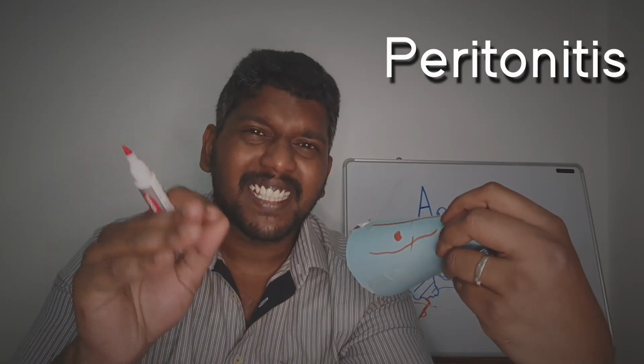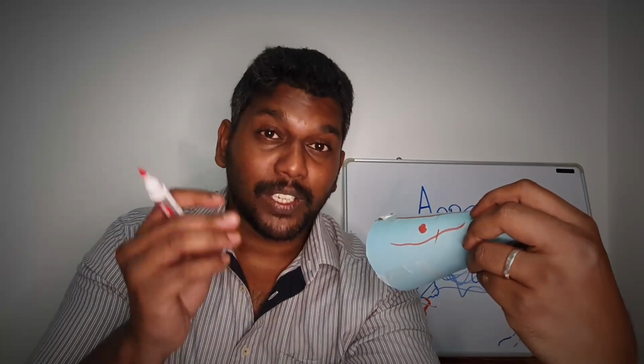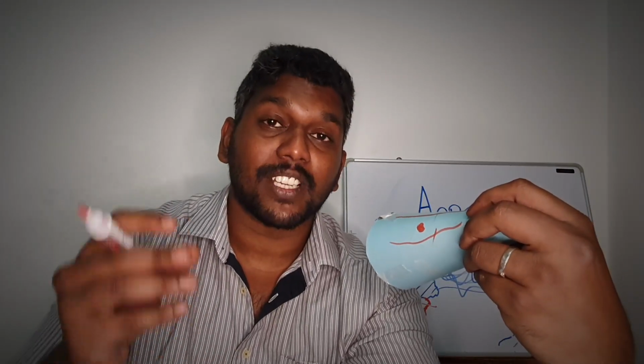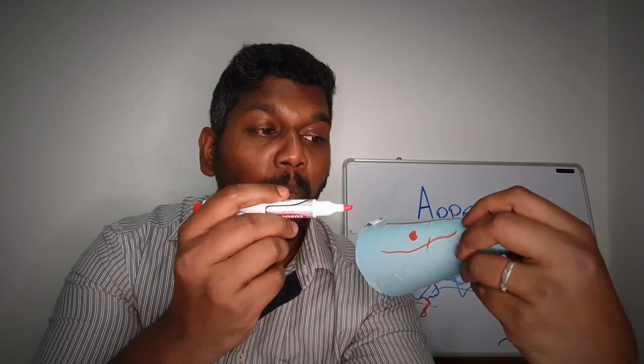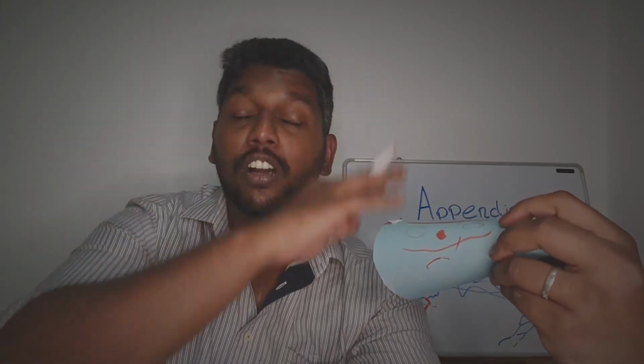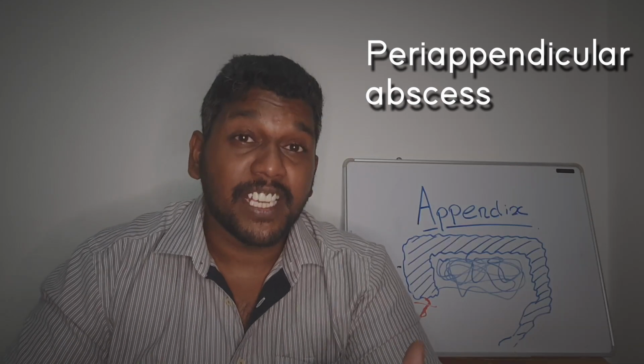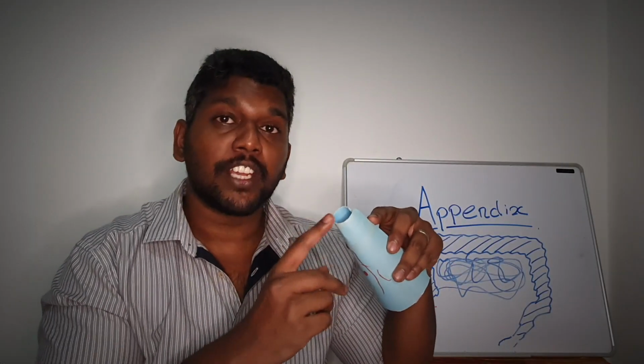A peritoneum is this thin sheet of tissue which lines all your internal organs. That means it's lining your stomach, your liver and everything. So this is going to get infected and it's going to start swelling and you're going to have more pockets of pus all around the appendix and around the area of the appendix. It's called periappendicular abscess.